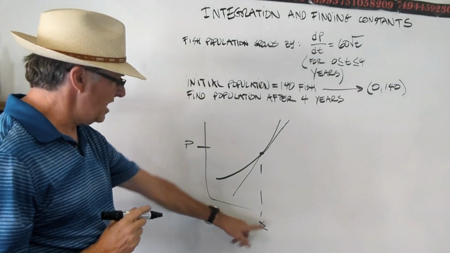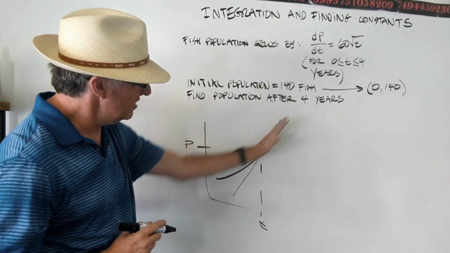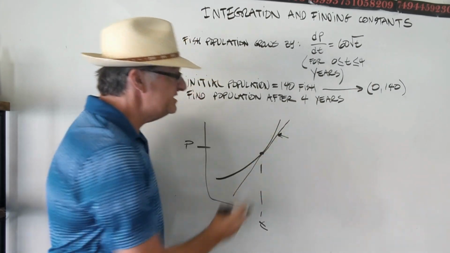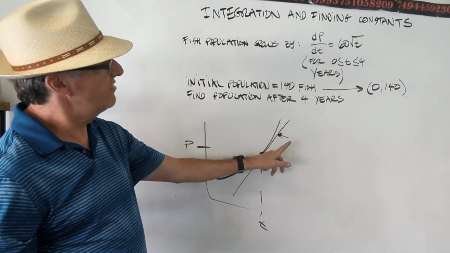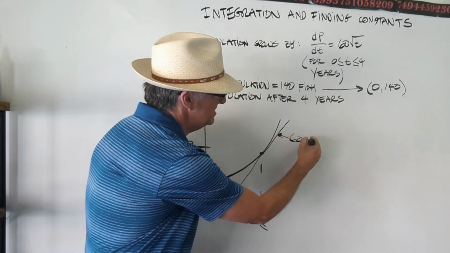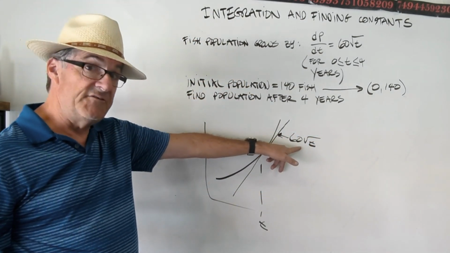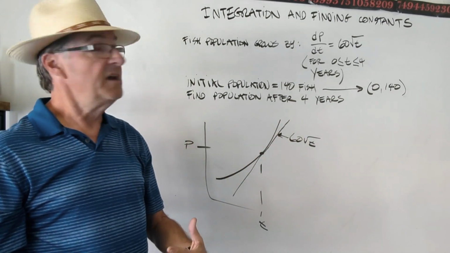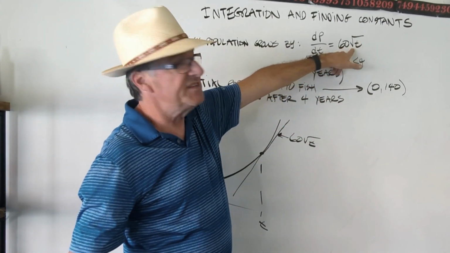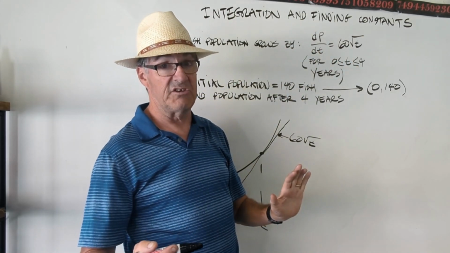So at this time, the population is this. Here's the population curve, and here is the rate. So this is the derivative. The slope of that tangent line is given by 60 square root of t. So this is the derivative of the population function, and we need to integrate this to get back to the original function. So that's what we're going to do.